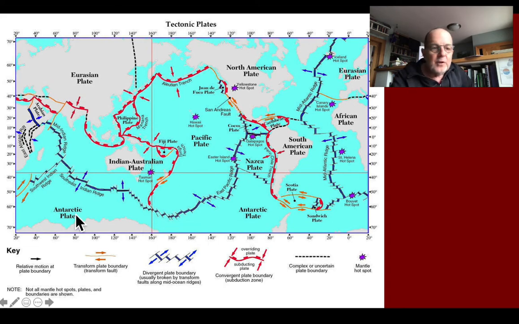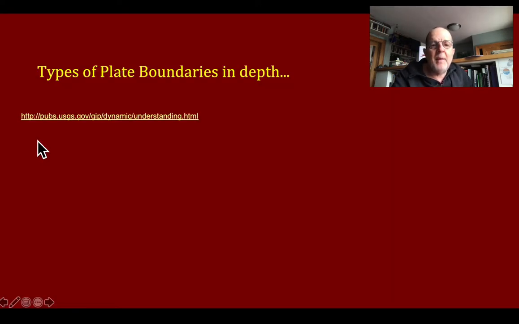Then just to note that here we have divergence where the Arabian plate is splitting from the African plate, and there's a rift here, and the thought is that over some centuries, millions of years, more than centuries, this will split apart and water will fill in here. And this may become some kind of an island arc. Types of plate boundaries and depths.